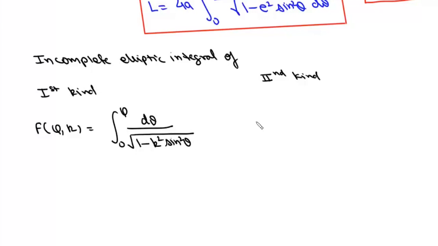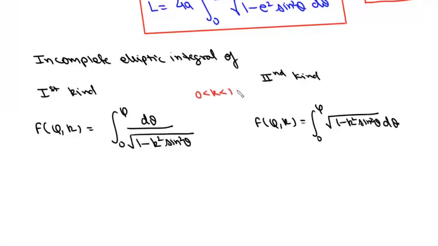And in the second kind, it is of the form of phi and k and then this integral from 0 to phi under root of 1 minus k square sine square theta d theta, and in both these integrals the value of k should lie between 0 and 1.